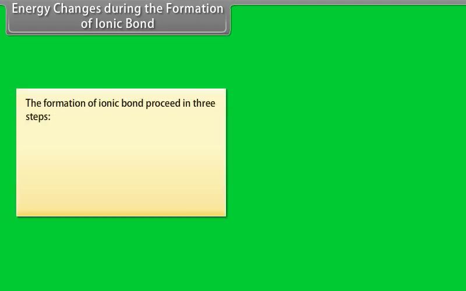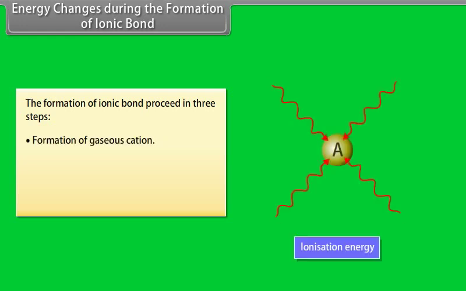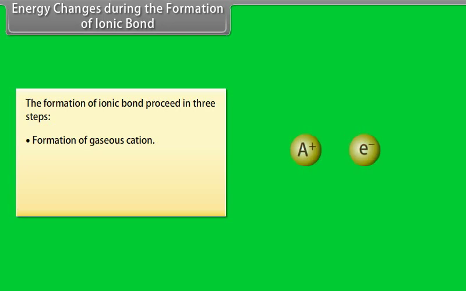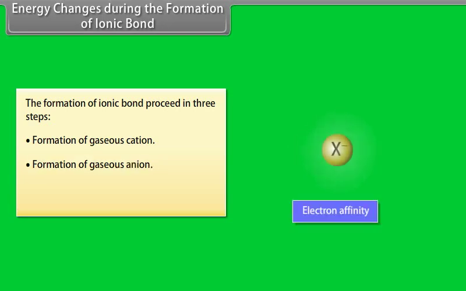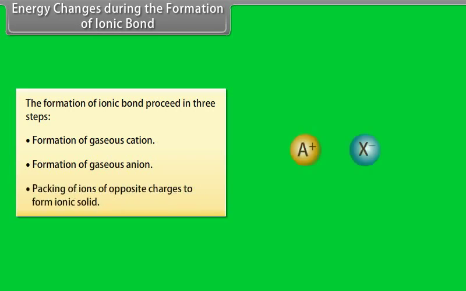Energy changes during the formation of ionic bond. The formation of ionic bond proceeds in following three steps. Step first, formation of gaseous cation. The energy required for this step is called ionization energy. Step second, formation of gaseous anion. The energy released from this step is called electron affinity. Step third, packing of ions of opposite charges to form ionic solid. The energy released in this step is called lattice energy.